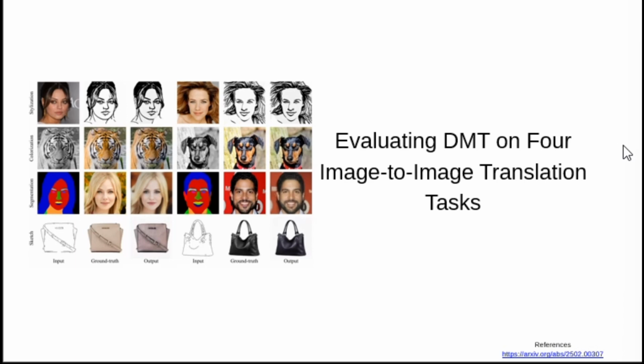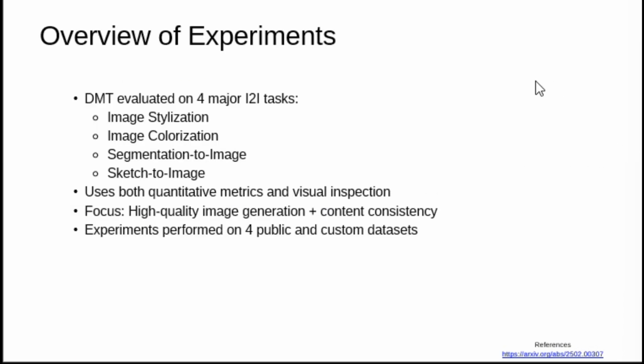Image stylization, where we apply artistic style to a photo. Image colorization, which involves coloring grayscale images and converting them to RGB images. Segmentation to image, wherein we turn label masks into realistic photos, and sketch to image, converting basic outlines into complete photo-like outputs. These tasks represent a wide variety of challenges, and testing across all four helps us prove that DMT is not only versatile but also effective across domains.